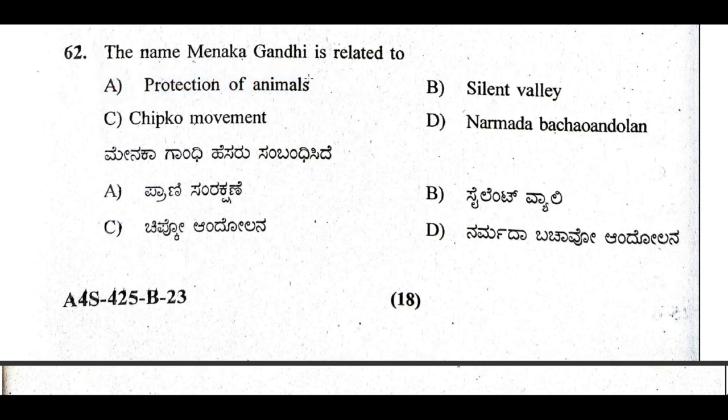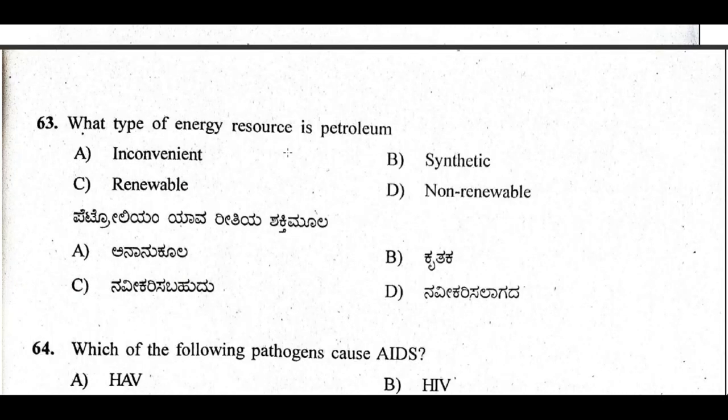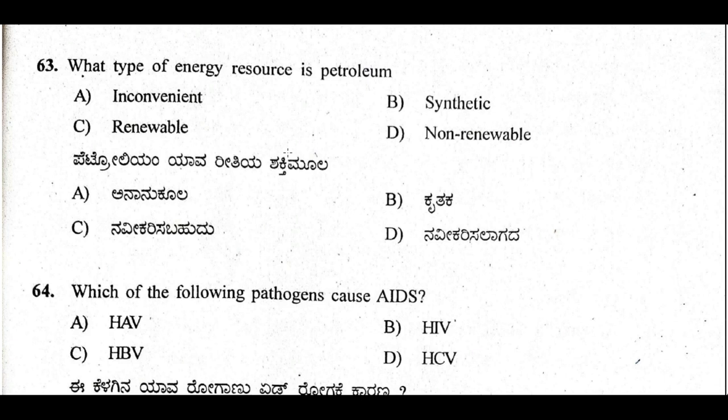Question number 63, what type of energy resource is petroleum? Option A, inconvenient. Option B, synthetic. Option C, renewable. Or is it D, non-renewable? So we have already seen that petroleum, crude oil, these are the non-renewable resources of energy. So option D is the right answer.